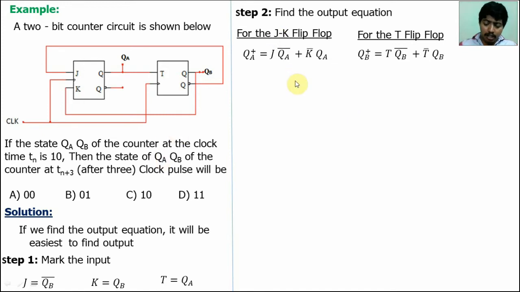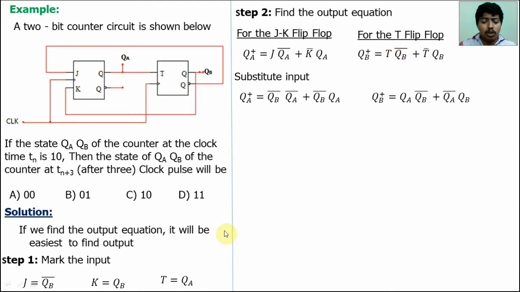Substitute here: QA plus is equal to, instead of J, QB bar, and K value is QB, so K bar is QB bar. Substitute the T values in this equation, you will get QB plus is equal to, T is equal to QA, so QA QB bar plus T bar, which is QA bar QB.